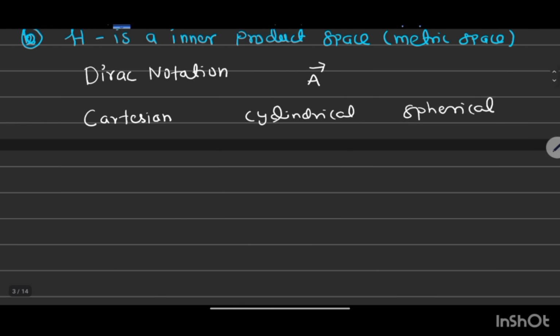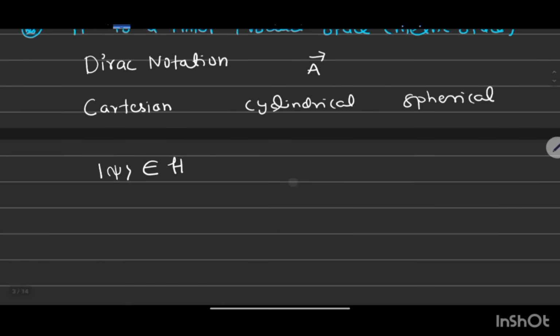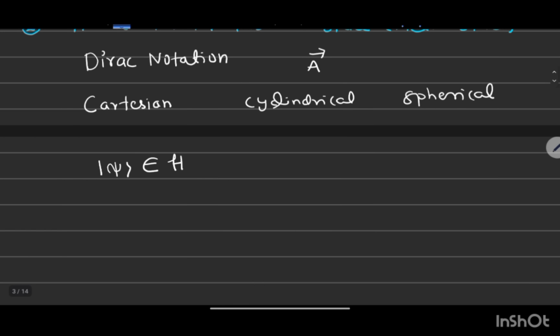So likewise, the state of the system we represent in terms of state vector or ket vector, which belongs to the infinite dimensional Hilbert space. It's also a vector. So I can expand this mathematical function. This psi is nothing but a mathematical function in different bases. I can use position base, I can use momentum base, I can use any base that I wish.